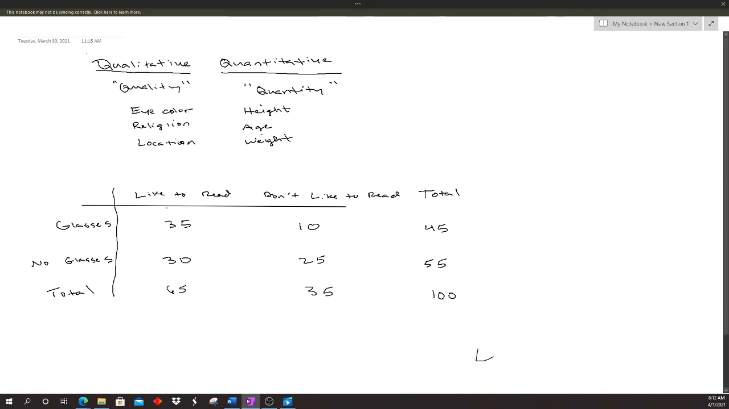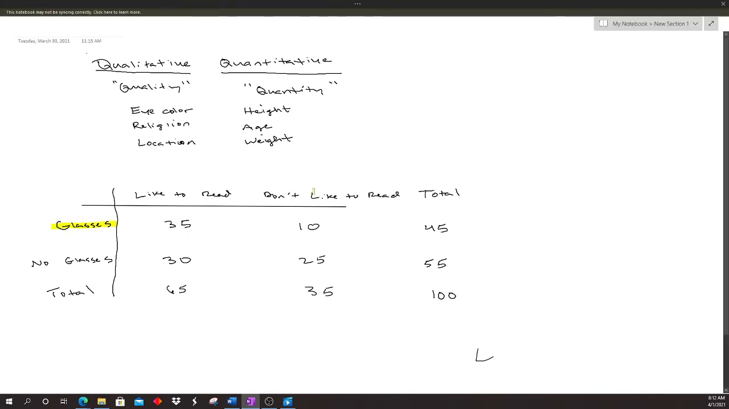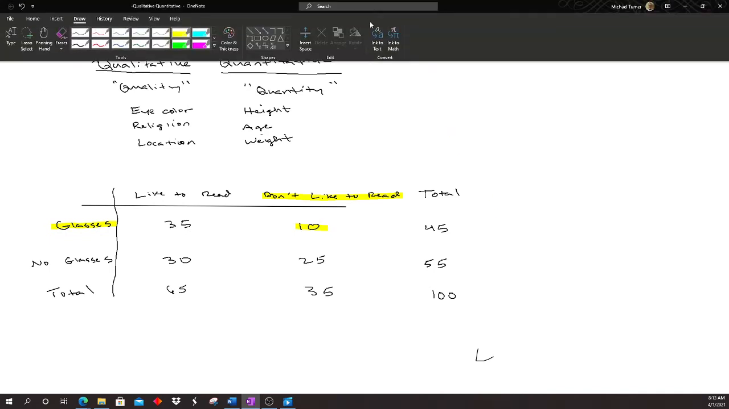And then looking at the columns, 35 plus 30 is 65, 10 plus 25 is 35, 45 plus 55 is 100. For the first few questions on this assignment, it's simply going to ask you to identify a given data set. So for instance, I could ask you, okay, how many people had glasses that didn't like to read? Because it's a two-way frequency table, you're comparing two things. So I would look at the columns and say, okay, people that have glasses that don't like to read, that intersection is the number I'm looking for. So there are 10 people that had glasses that don't like to read.